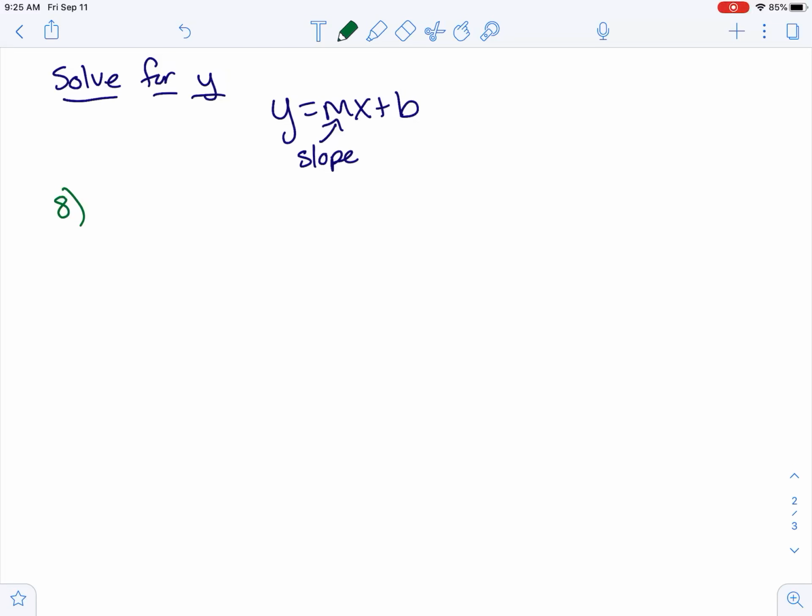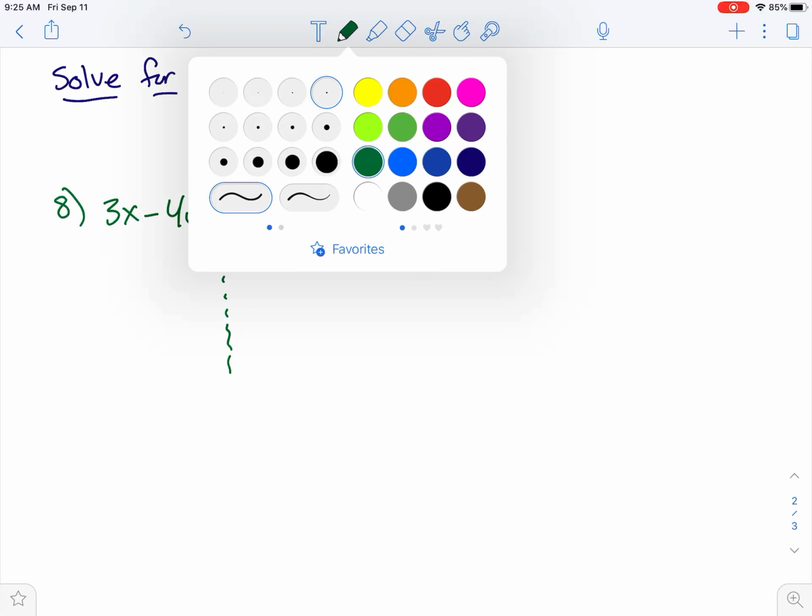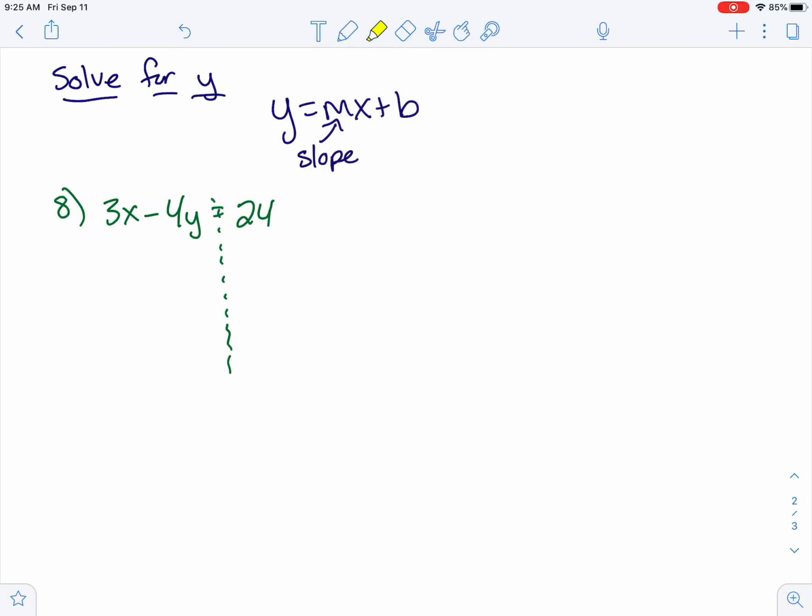So this is example number 8. We have 3x minus 4y equals 24. Okay, I'm going to do my dotted line down from my equal sign. So what do I need to isolate? I need to get anything attached to that y alone first. So what else is over there with the y? I have a positive 3x. So I'm going to do the opposite to move him over. So I'm going to subtract 3x to both sides.